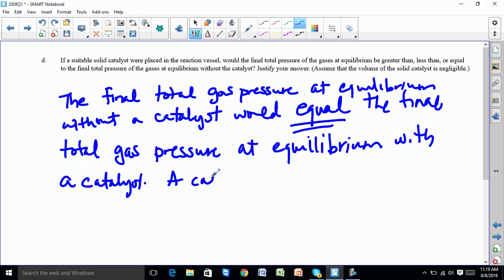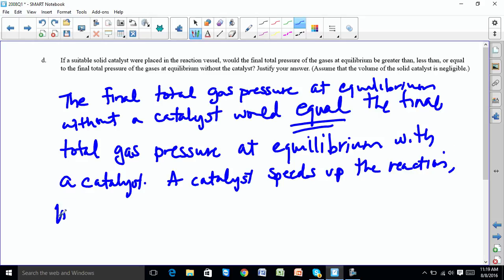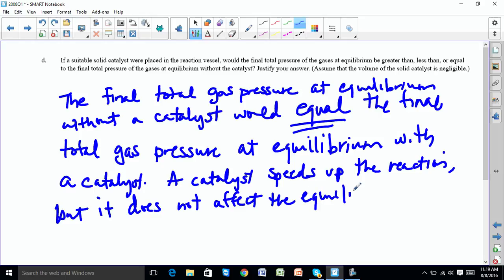A catalyst speeds up the reaction, but it does not affect the equilibrium position.